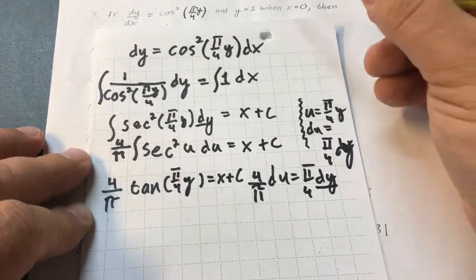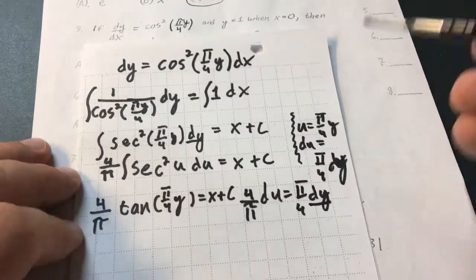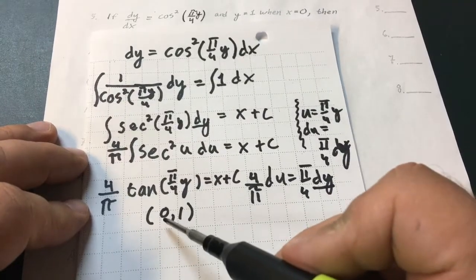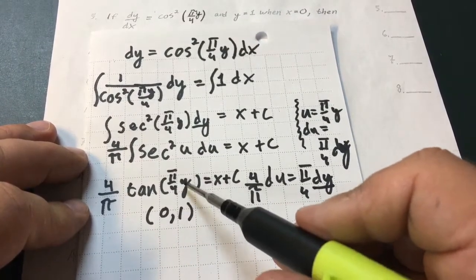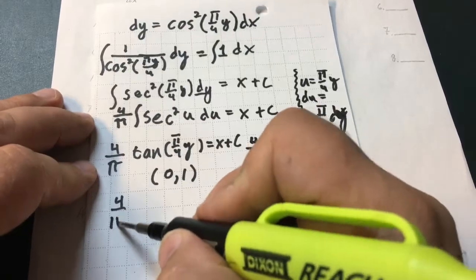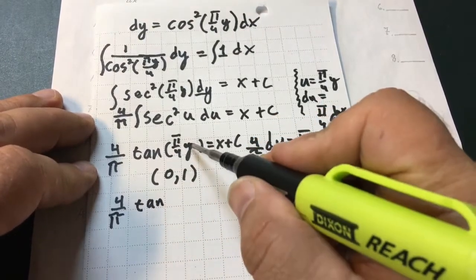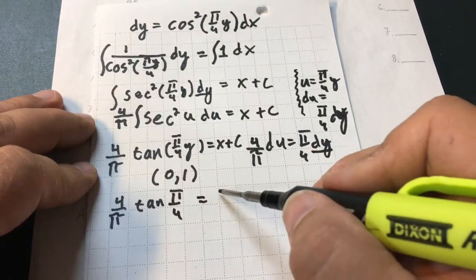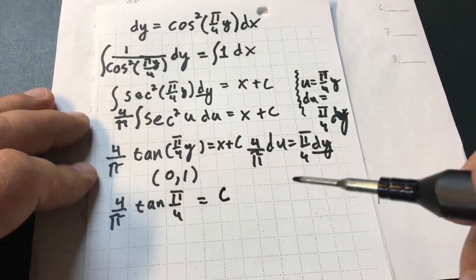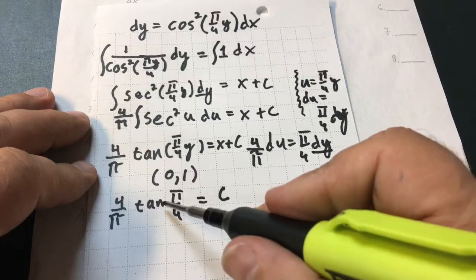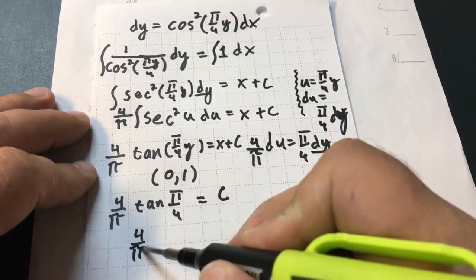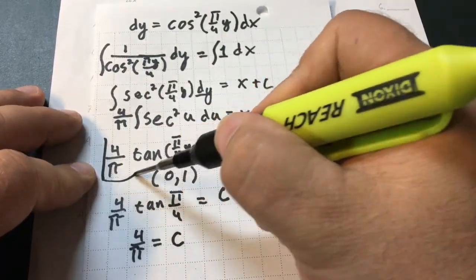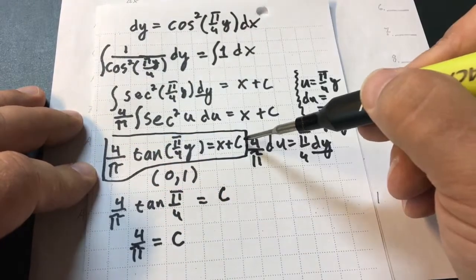Don't forget my initial condition from the original problem was y equals 1 when x equals 0. So for this spot over here, I have a coordinate 0, 1. Wherever there's an x, I put a 0. Wherever there's a y, I put a 1. So this is going to give me 4 over pi tangent of pi over 4 equals, I put a 0 in for x, 0 plus c, or just c. Now tangent of pi over 4 on the unit circle is 1, so that's going to give me 4 over pi equals c. I've got to find my general solution, right here, and plug in that value for c, 4 over pi.